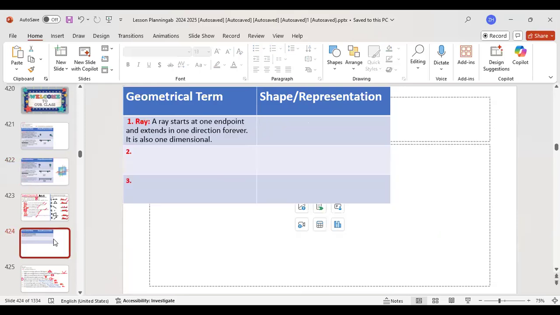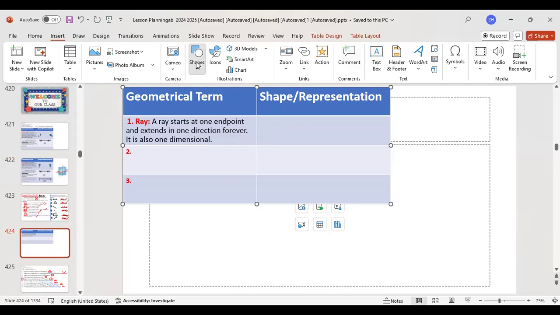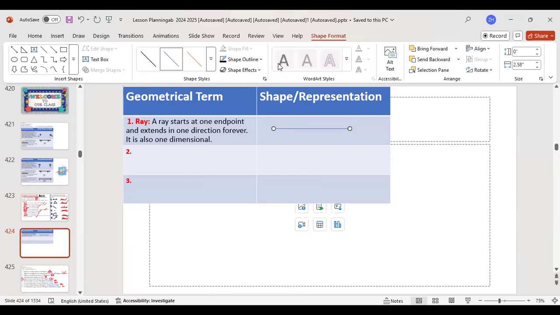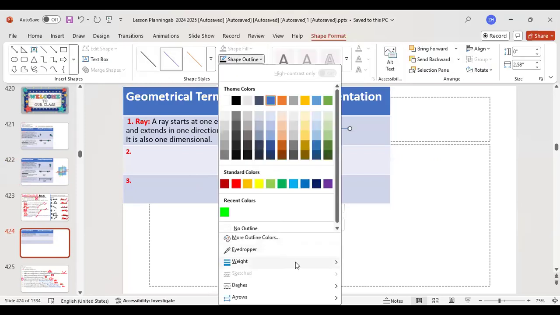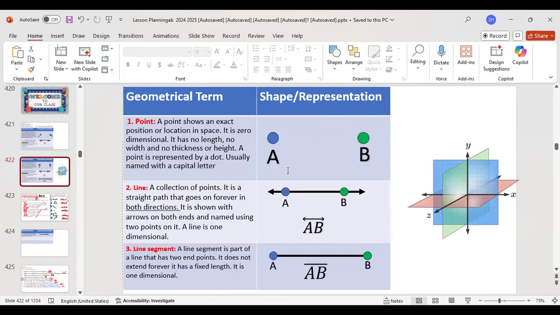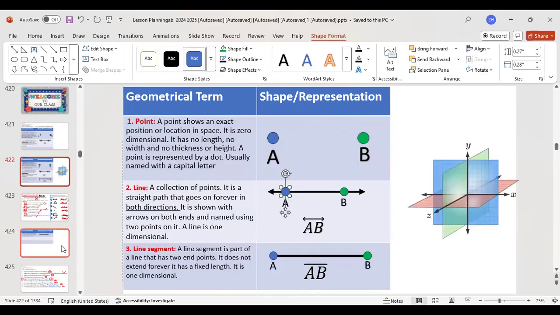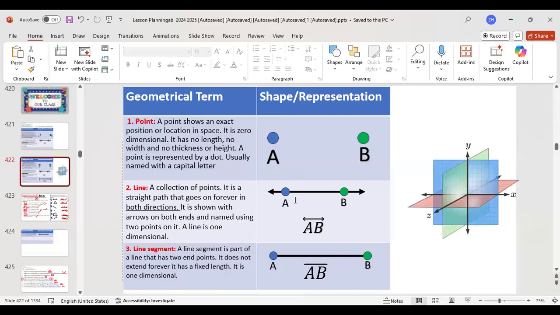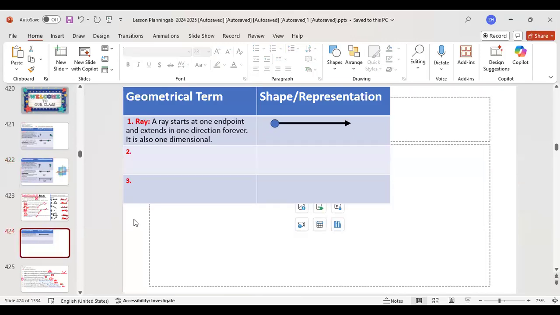So the shape that we're gonna have, this is the shape that I showed you earlier. Is that a line? Is that a line segment? But it's a ray. Okay, this is a ray. And we only have one endpoint. It's right there. So we're gonna call this one A.